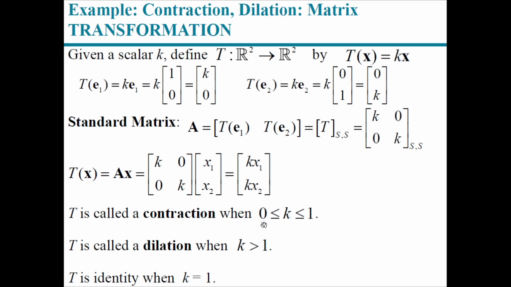And if k is between 0 and 1, it's called contraction. And if it's bigger than 1, it's dilation. So it's shrinking and extending the vector. And when k is 1, it's obviously identity. So that's an example of how we build the standard matrix. Just apply the linear transformation to each of the basis vectors of the standard basis and put the consecutive images into a matrix. That's all.